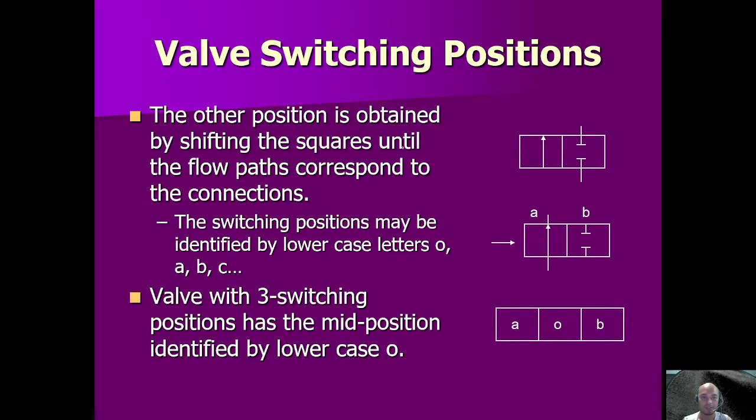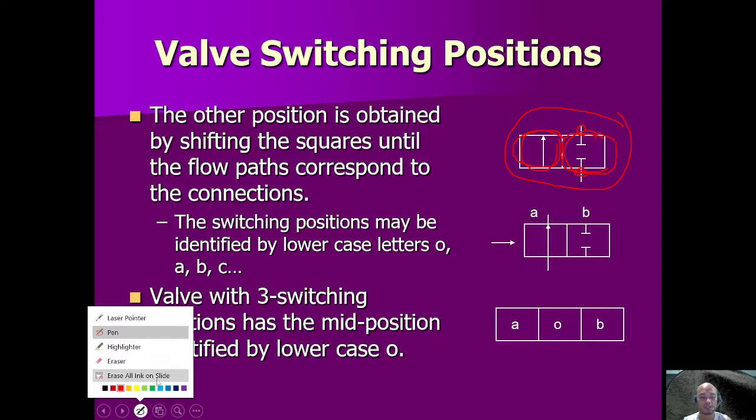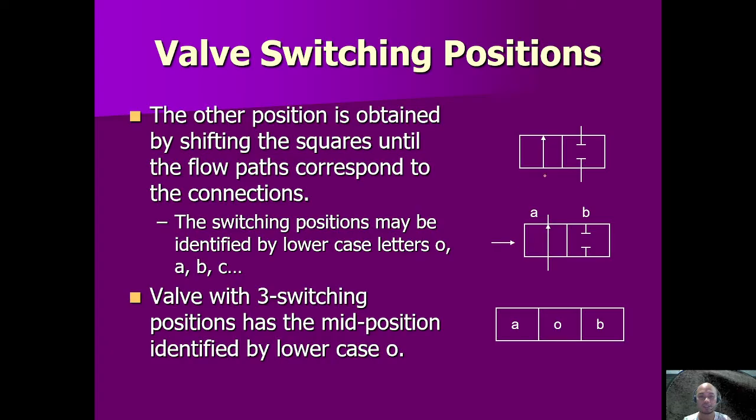Okay, so let's check this one. This is another valve. It has two ports, one and two, and it has two positions. So this is what you call a two-way valve. In this position there is a flow, so the valve is open, and in this one there is no flow, so the valve is closed.